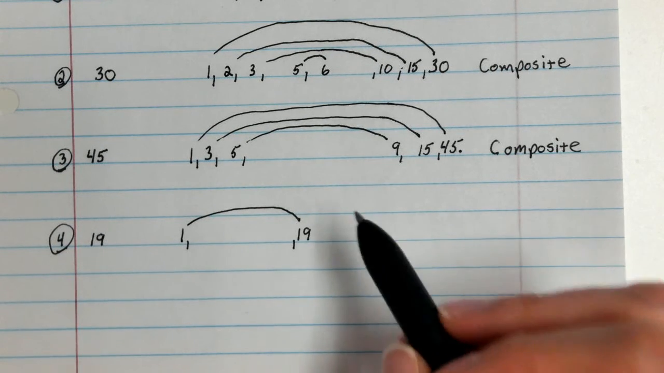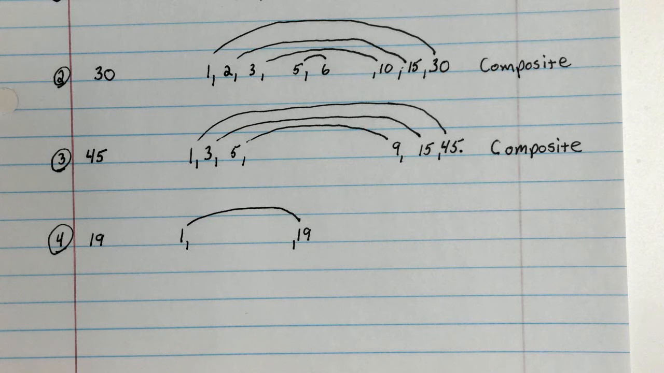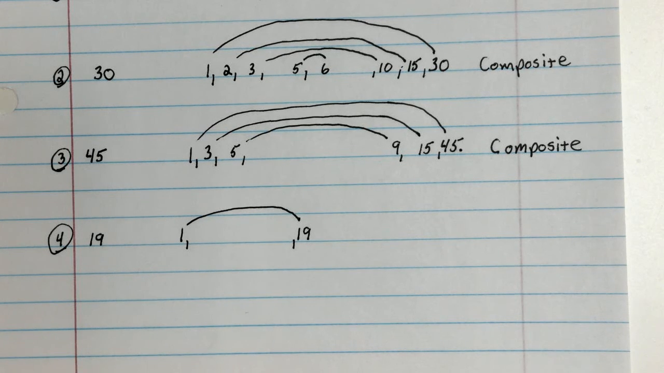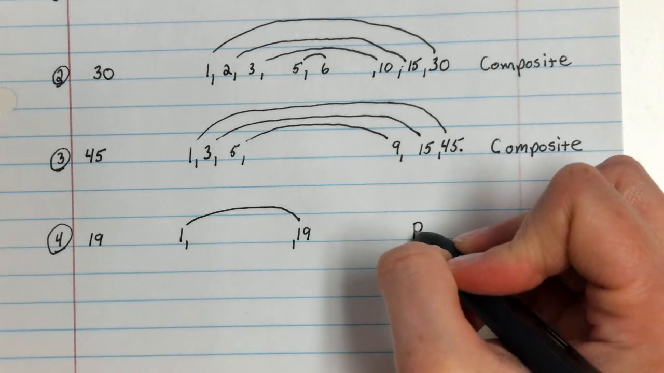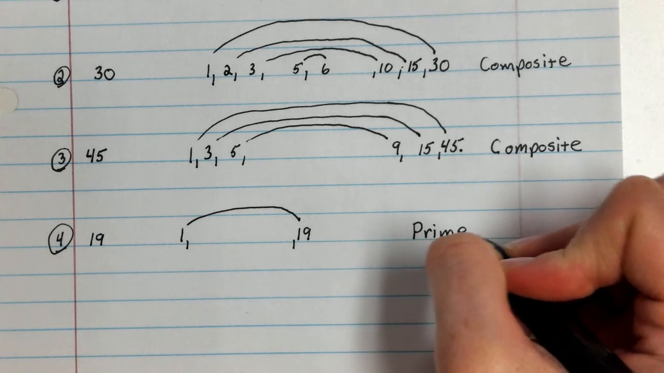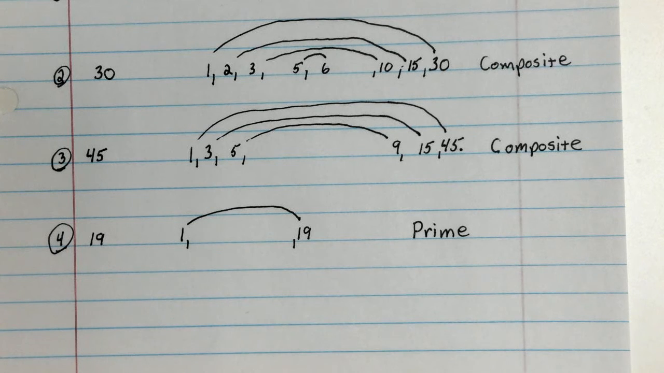So, how many factors does 19 have? 2 factors. Is 19 prime or composite? This is a prime number because it only has 2 factors.